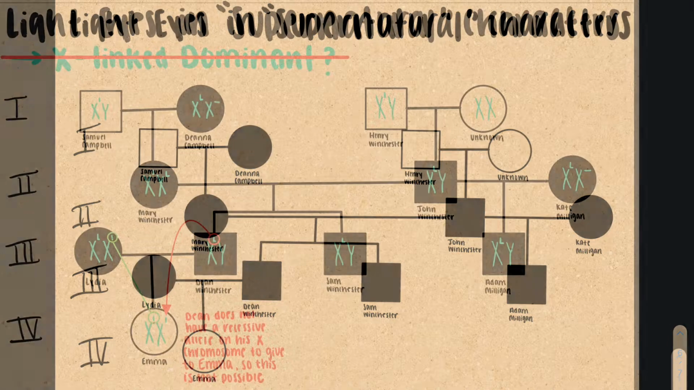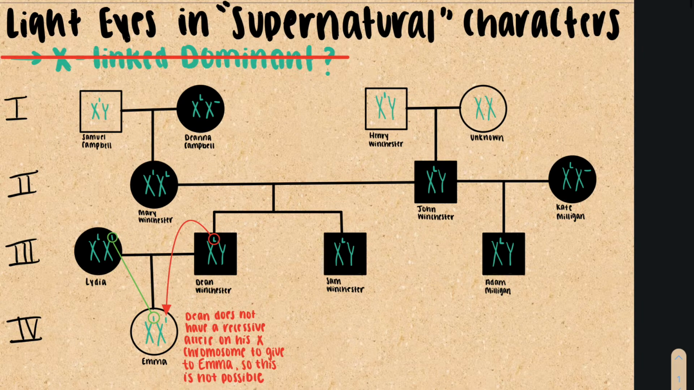The first method of inheritance we will look at is X-linked dominant. In this case, the shaded shapes must have a dominant allele present on the X chromosome. If the shape is not shaded, there must not be a dominant allele present. Notice that 4-1, which is Emma, is not shaded. This means that she must only have recessive alleles, one from her mother and one from her father Dean. However, Dean's X chromosome has a dominant allele since his shape is shaded. It's not possible for Emma to get a second recessive allele because her father did not have one to give her. Therefore, an X-linked dominant mode of inheritance is not consistent with this pedigree.